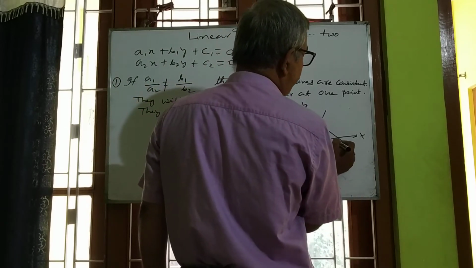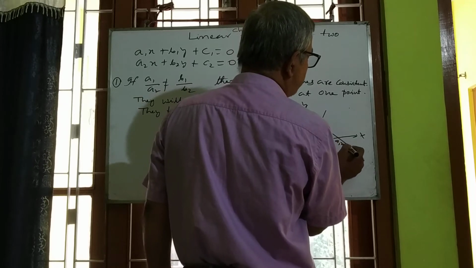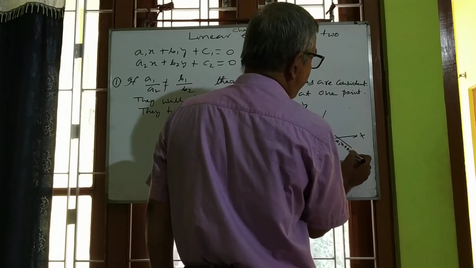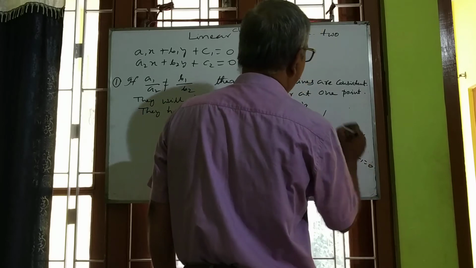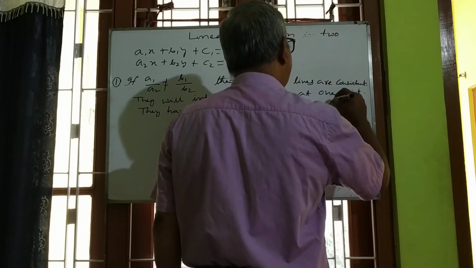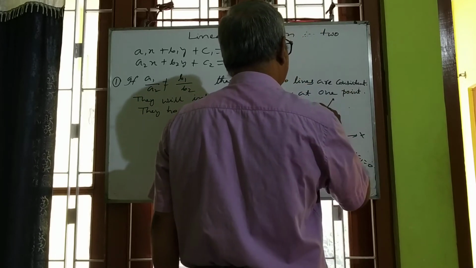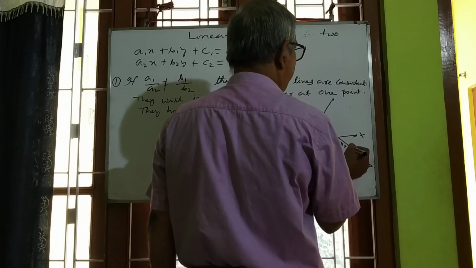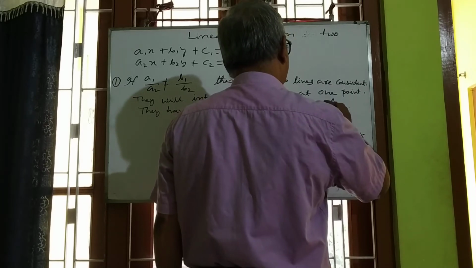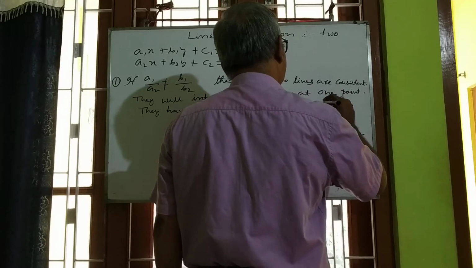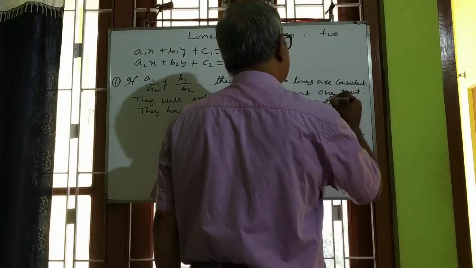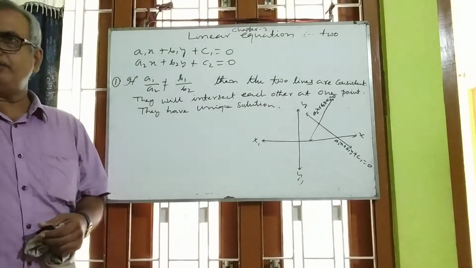Suppose this line is A1 x plus B1 y plus C1 is equal to 0. Then another line is A2 x plus B2 y plus C2 is equal to 0. Clear?